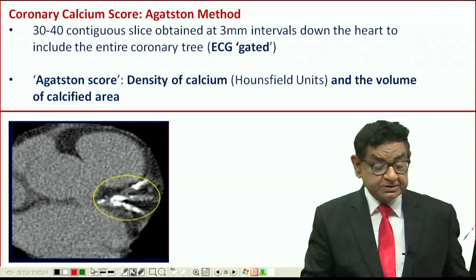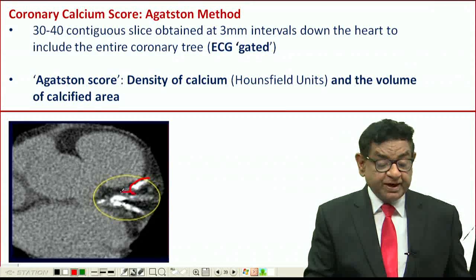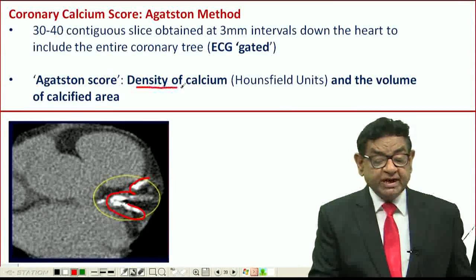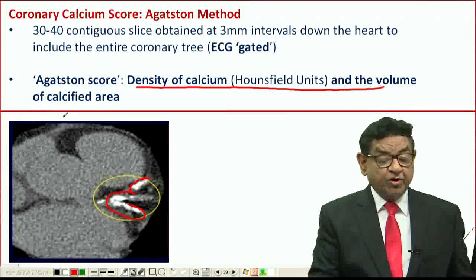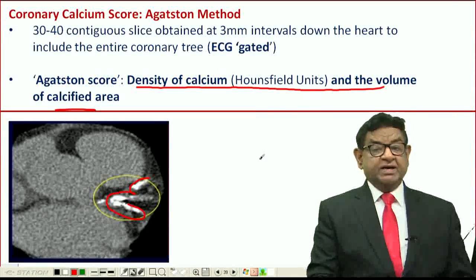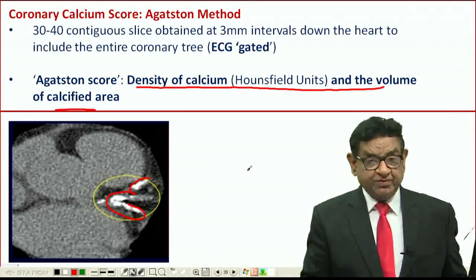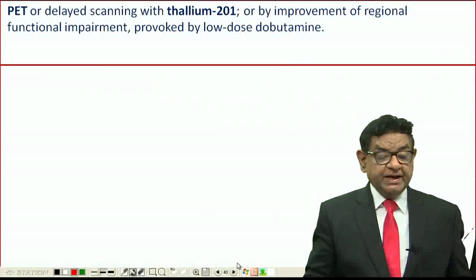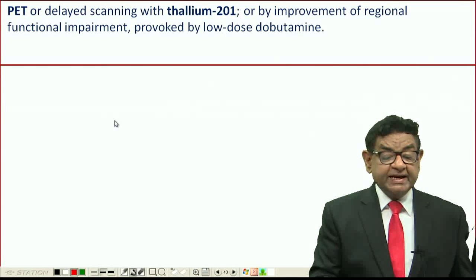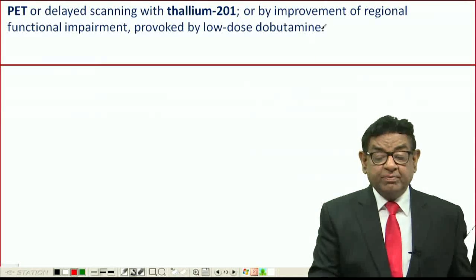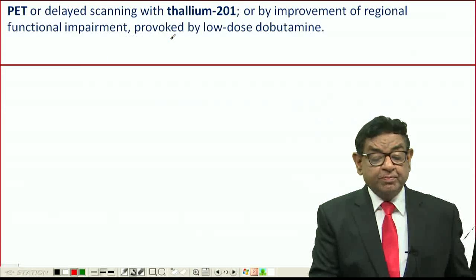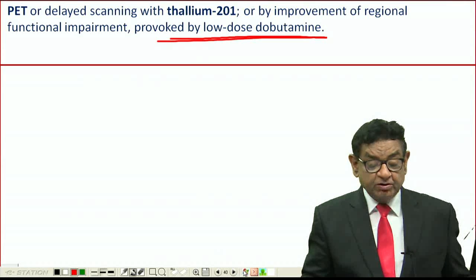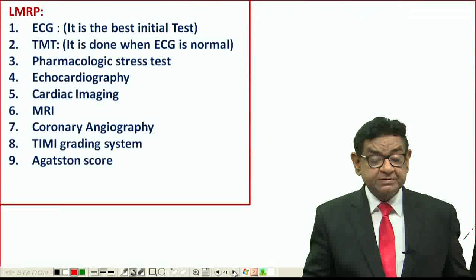So look at this. This is the artery calcified. Okay? And you use the density of calcium, Hounsfield units, and the volume of the calcified area. If the artery is totally calcified, then this is not fit for PTCA also. And PET scan or delayed scanning with thallium-201, or improvement of regional functional impairment provoked by low dose dobutamine, all we can detect by all these investigations.